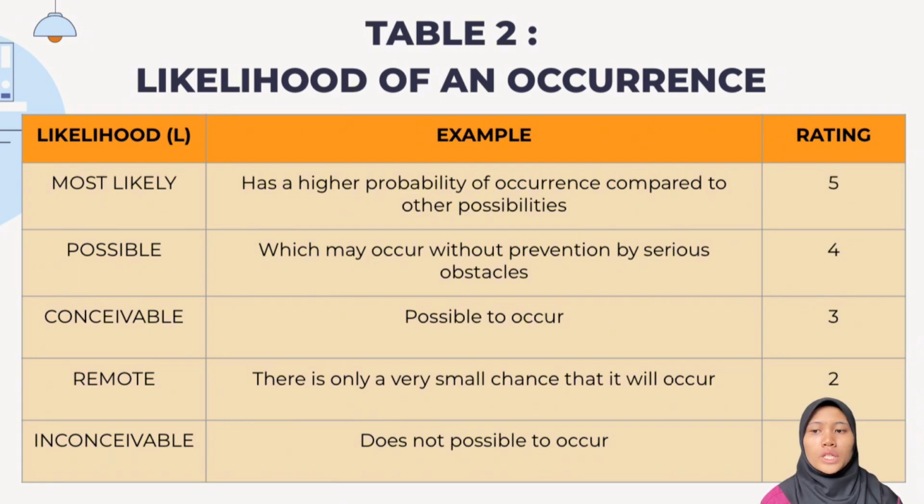Next, for table 2, which is the likelihood of an occurrence. The likelihood that is most likely to happen has a higher probability of occurrence compared to other possibilities, and the rating is 5. Next is possible, which may occur without prevention by serious obstacles. The next one is conceivable, which is possible to occur, and that is rating 3 in the middle from 1 to 5. For the remote, there is only a very small chance that it will occur. And lastly, inconceivable, which is not possible to occur.